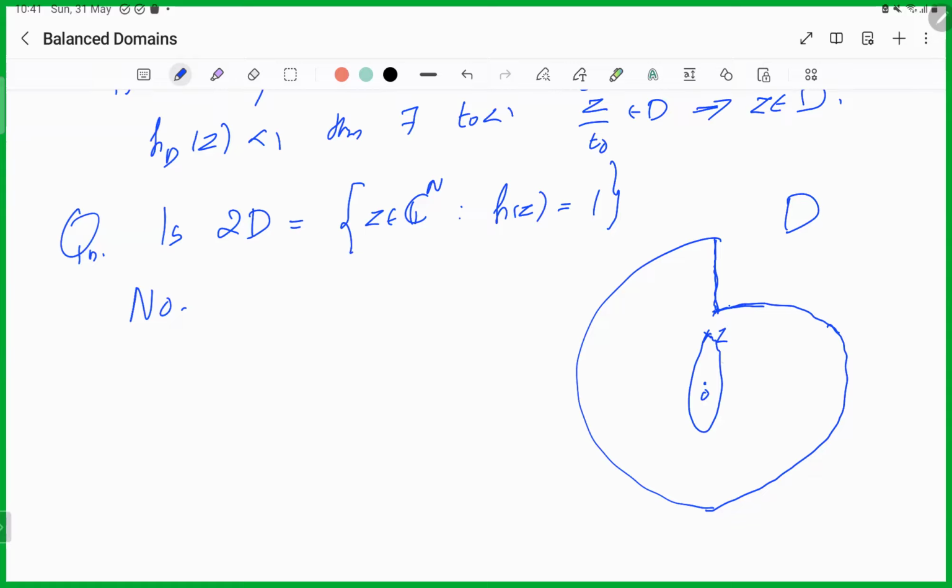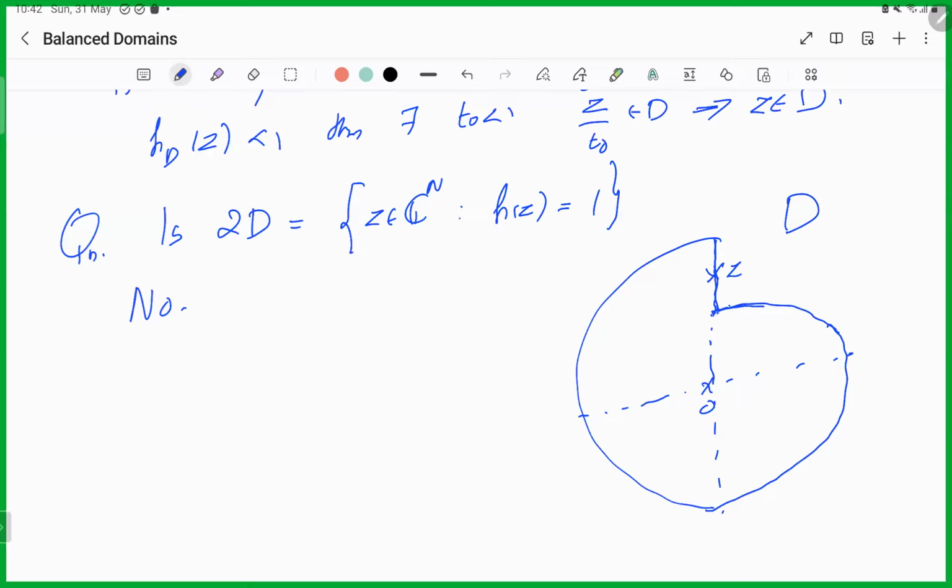Why is it not true? Boundary D is exactly H equal to 1. Can you tell why? I think it's clear that it's a balanced domain. If you take any complex line, the intersection is a disk. Here also, if you take any complex disk, its intersection with D is a disk. Why is it not true? Boundary D is exactly equal to H equal to 1. Because if you take Z somewhere in this vertical line, then H of Z may not be 1.